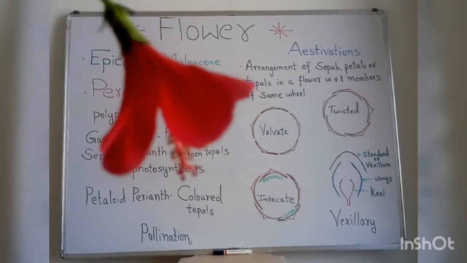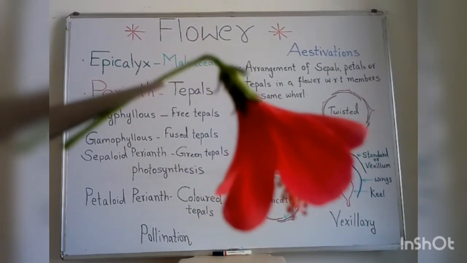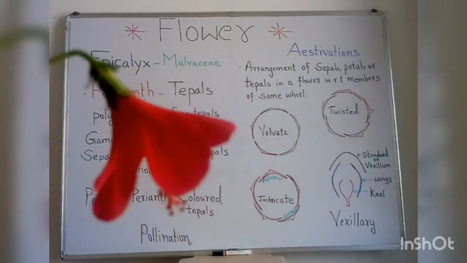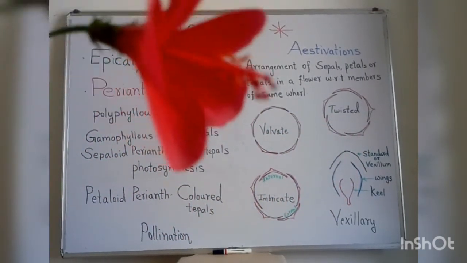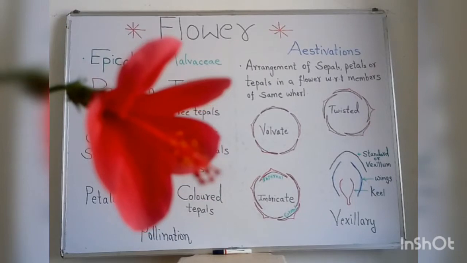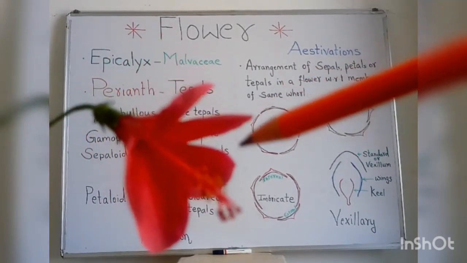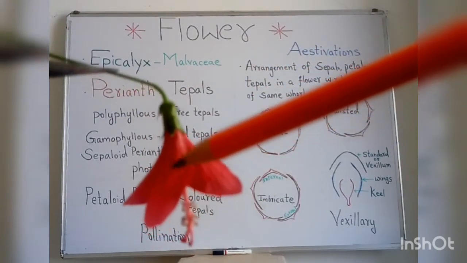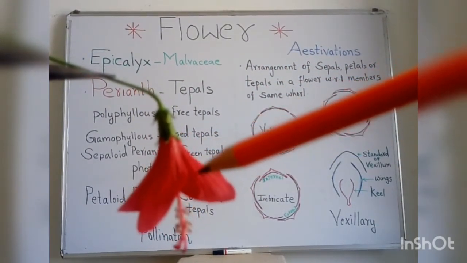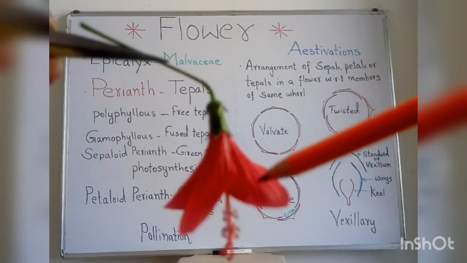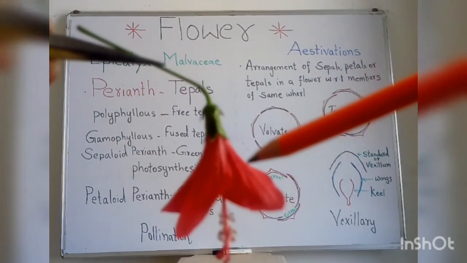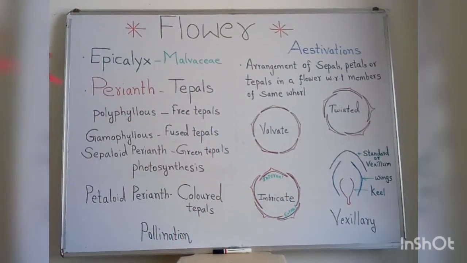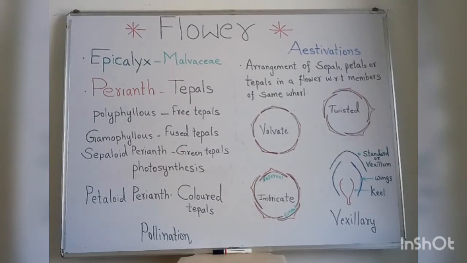This is the flower of China rose. If we observe the flower carefully, then we can see that the margins of these petals show overlapping on each other. So each margin will show that it is overlapping the margin of another petal. This type of aestivation is called twisted aestivation.